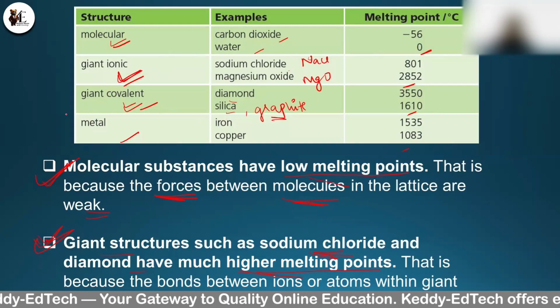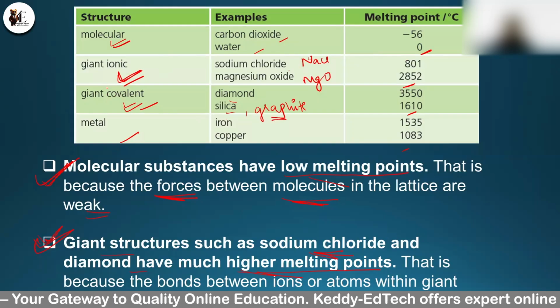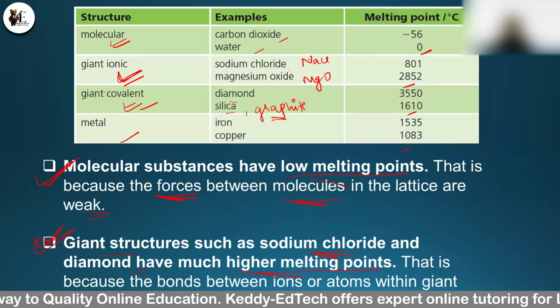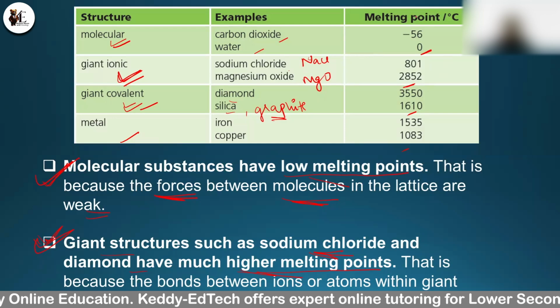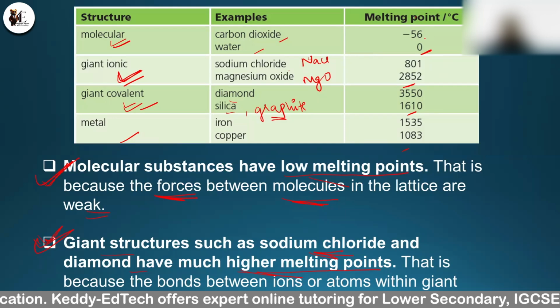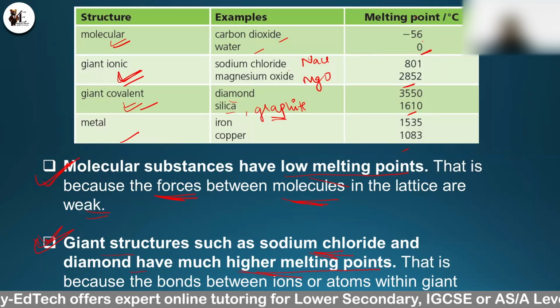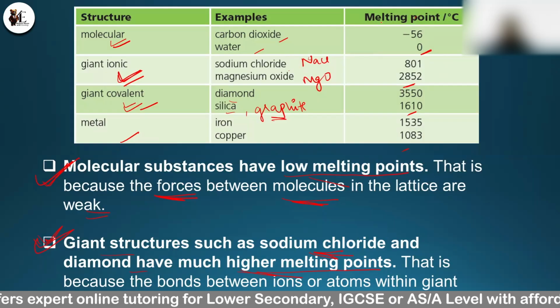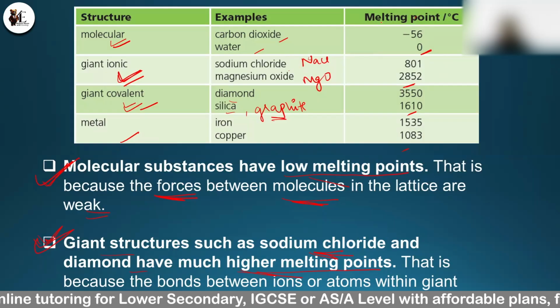Okay, so write down these two points, the examples of the molecular, giant ionic, giant covalent, and the metal structure. You do not need to write down the melting point. You just need to remember that molecular substances have low melting points and giant structures have high melting points.